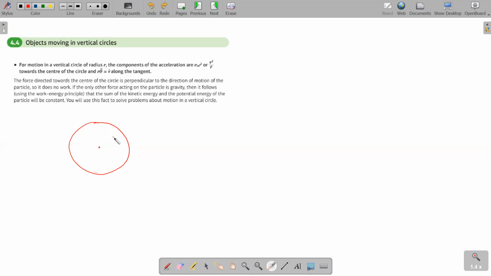So what are the equations and techniques we use? In vertical circular motion, there are also two main rules you need to use. The first one is for motion in a vertical circle of radius r. The components of the acceleration are r omega squared, or v squared over r. This we know, this is centripetal acceleration.